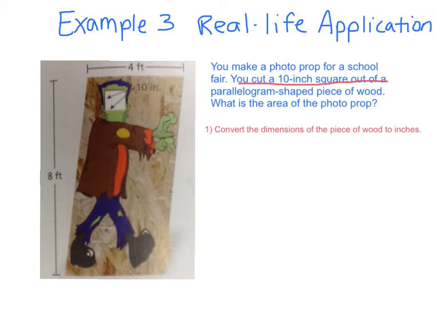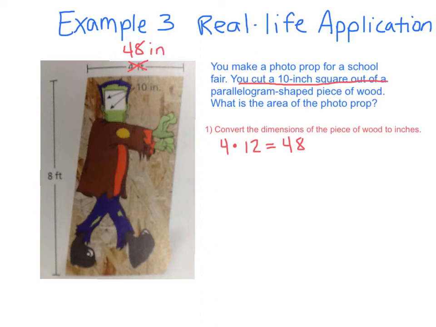Well, this is all prior knowledge. So you should be able to say that you take 4 and you multiply it by 12 because there's 12 inches in every foot. So 4 times 12 gives me 48. So this now is not 4 feet, it is now 48 inches.